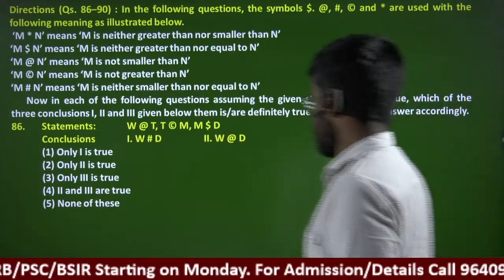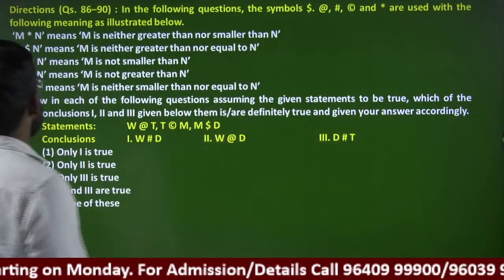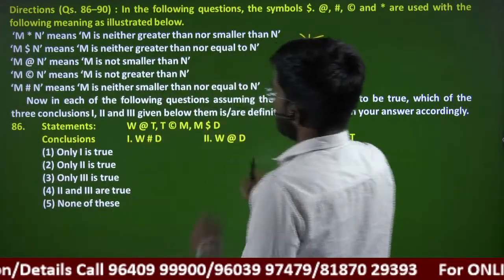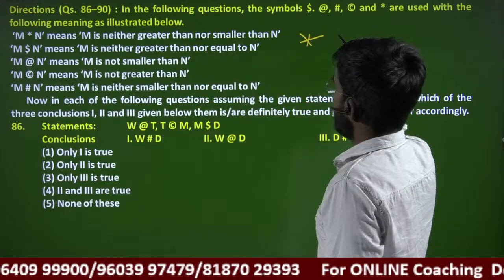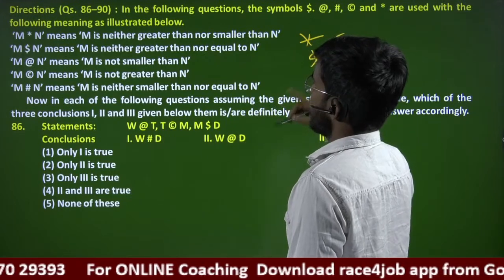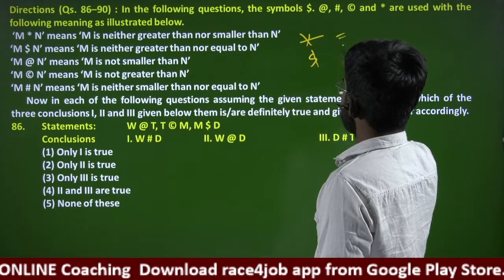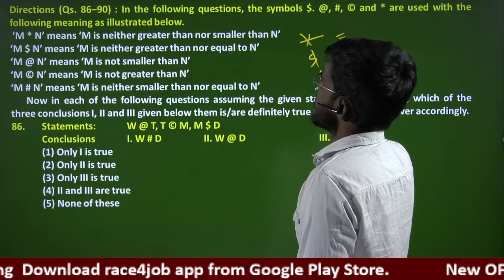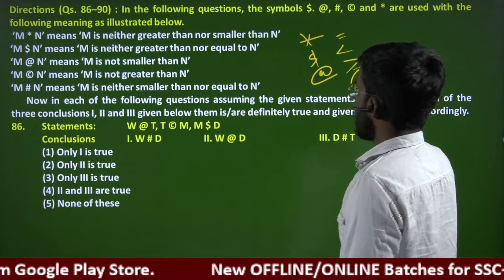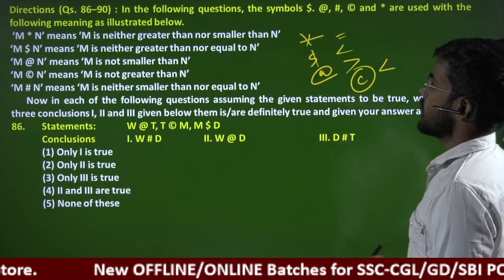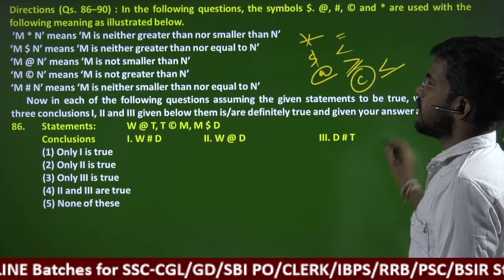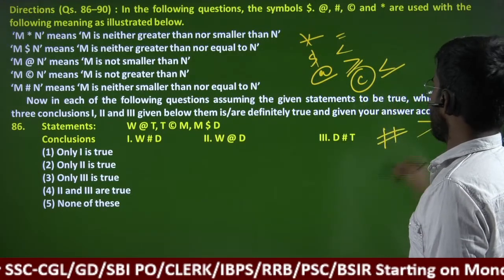Okay, and let's solve the next problem. Star represents, deni represent chestunnaru, star ikkada. Neither greater nor smaller antunnaru, ante equals to meaning. Dollar represents neither greater nor equals to, ante less than meaning. At the rate represents not smaller, ante greater than or equals to meaning. C circle represents not greater, ante less than or equals to meaning. Ash represents neither smaller nor equals to, ante greater meaning.